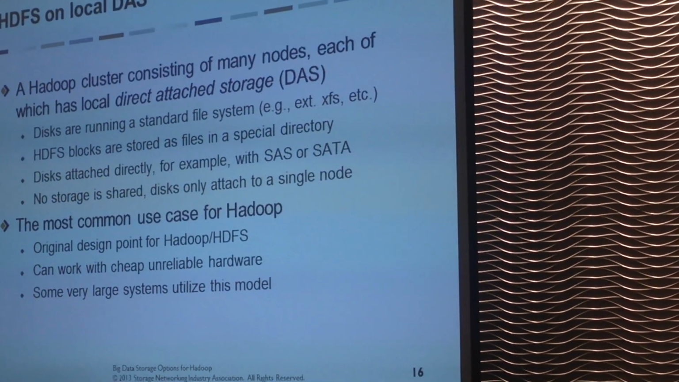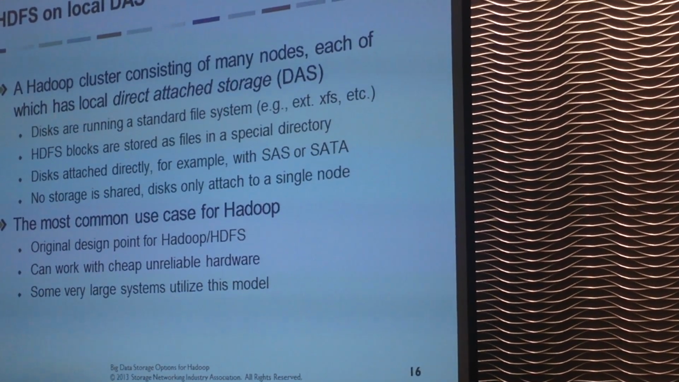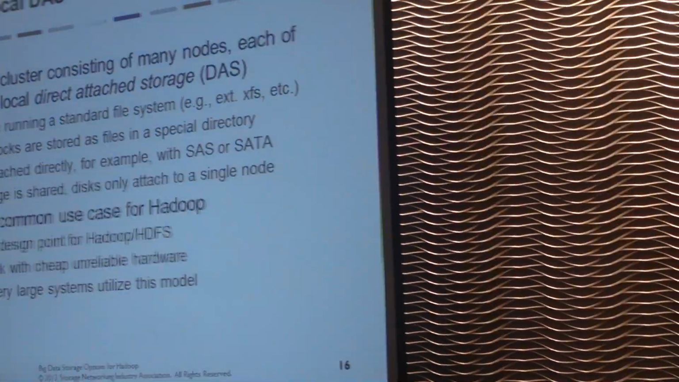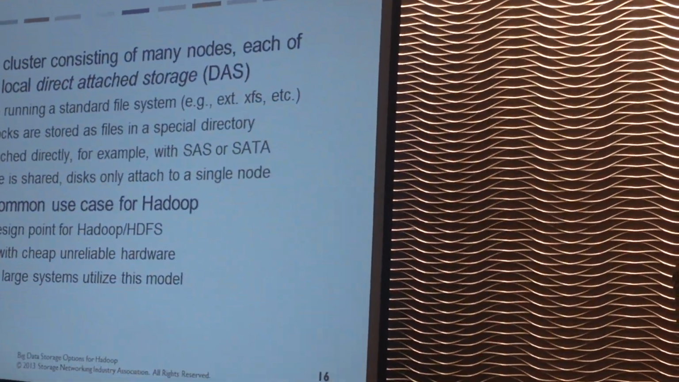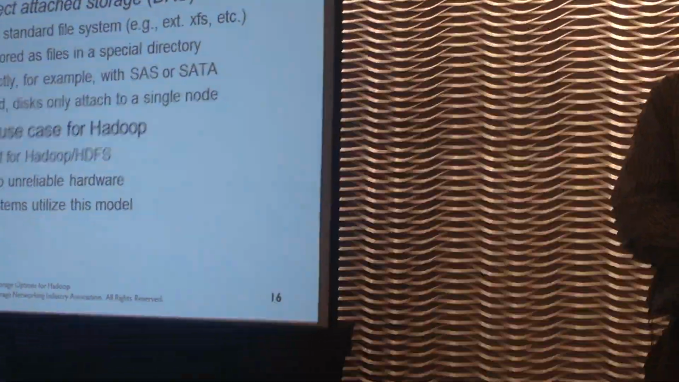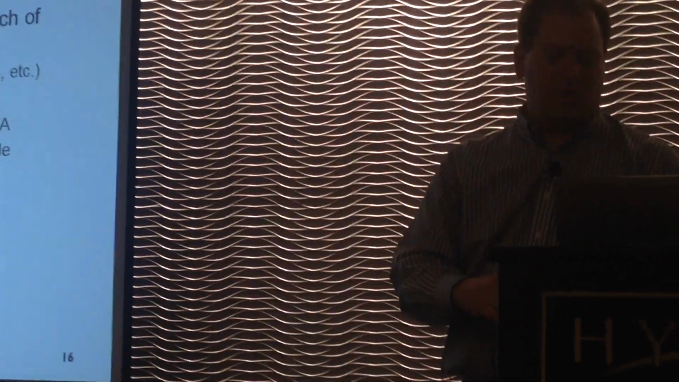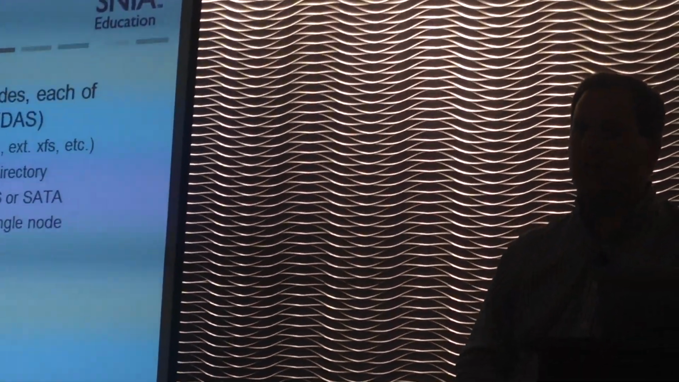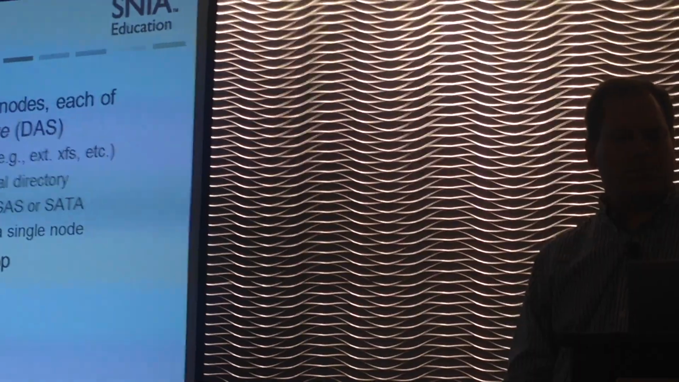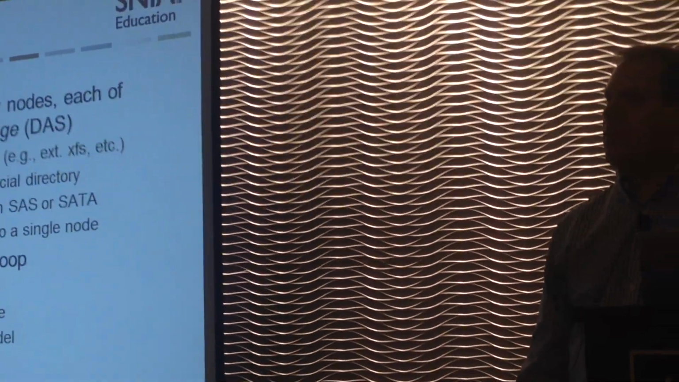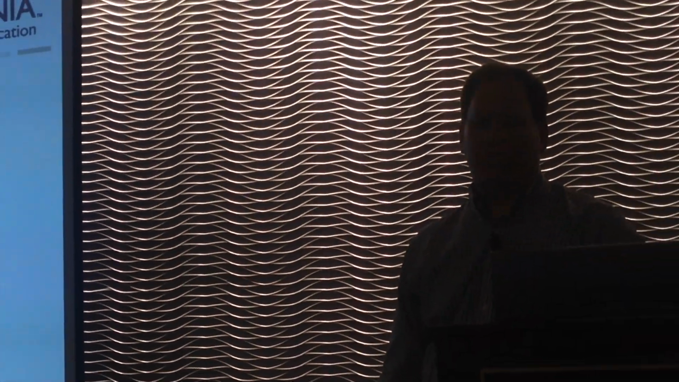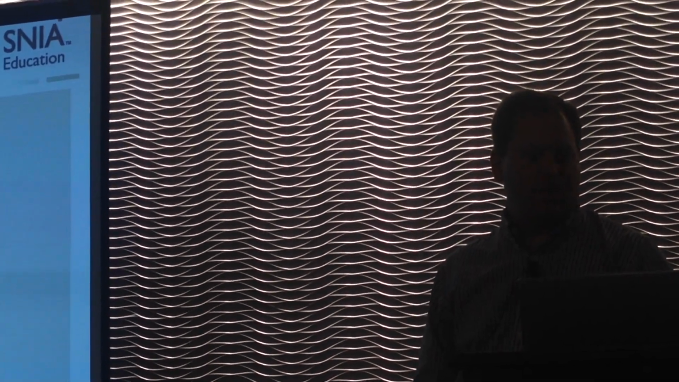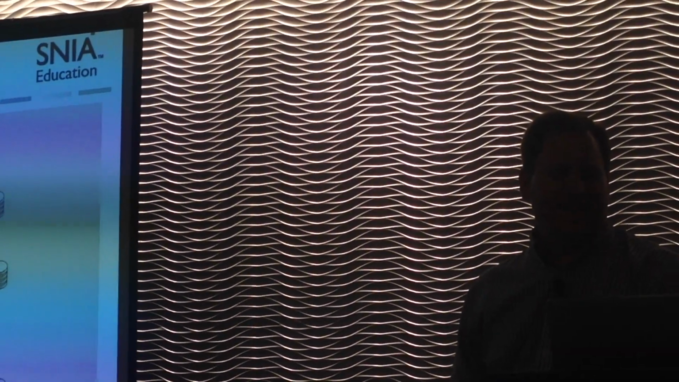And there are some very large systems that have been successful with this model. This is how it was originally run at Yahoo. This is very similar to what Google does; they don't use Hadoop, but they do something very similar. So what's the inhibitor for using shared storage? Well, we can keep going through that.